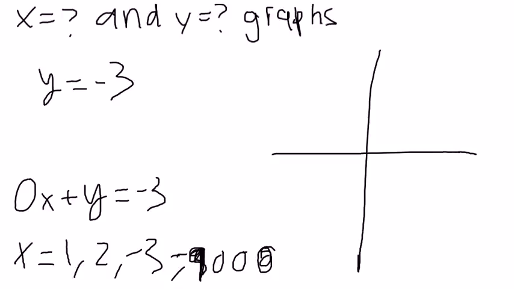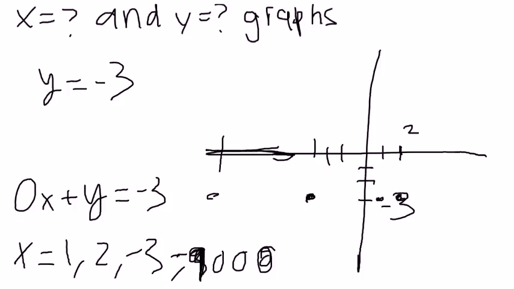Now, when you plug in 1 for x, it's still times 0, so y still equals -3. When you plug in 2, still times 0, so it's 2 comma -3. When you plug in -3, still times 0, so y still equals -3. And -9,000, it's somewhere over here, still times 0. These are all going to be points on the line.